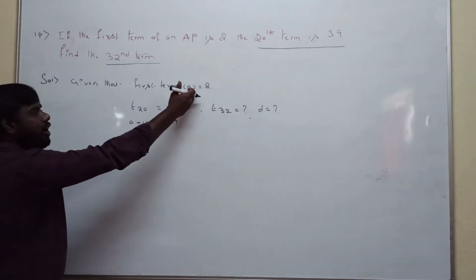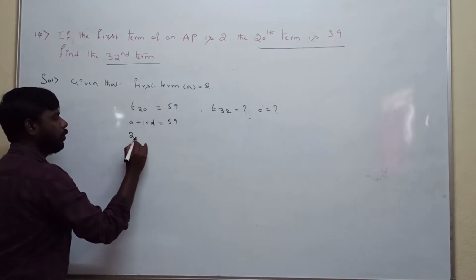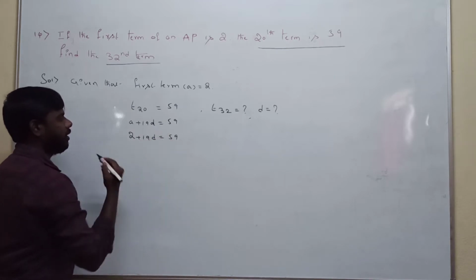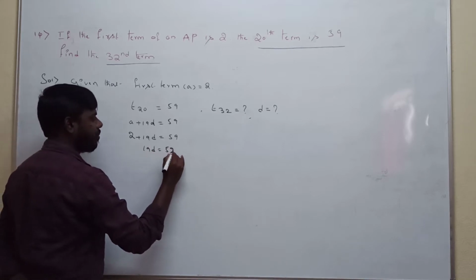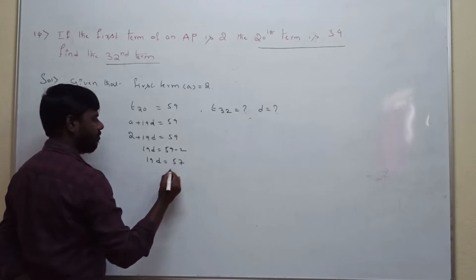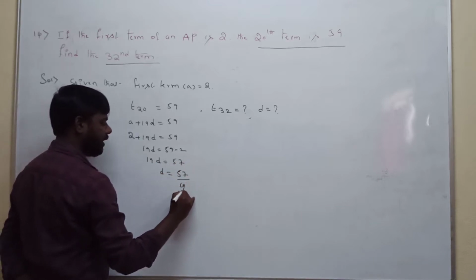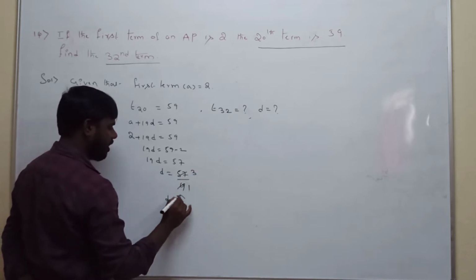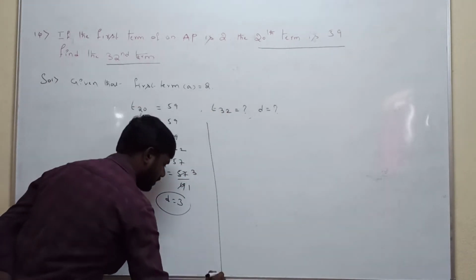Now you know the a value. Substitute a replaced by 2: 2 plus 19d is equal to 59. Take 2 to the right hand side. 19d is equal to 59 minus 2. 19d is equal to 57. 19 goes to the denominator: 57 by 19. 19 ones are 19, 19 threes are 57. So the d value is 3.